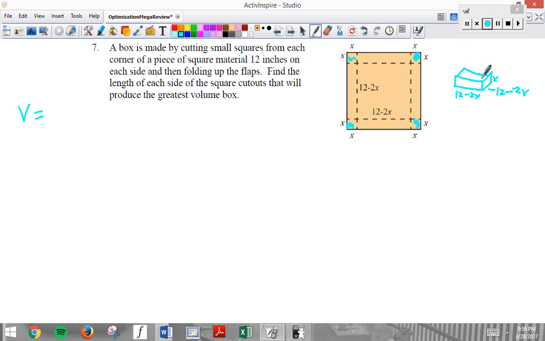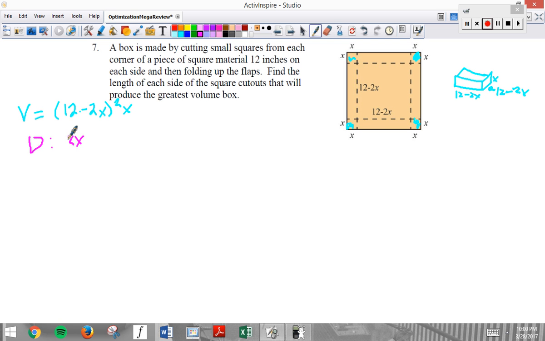So what would the volume of this side be? It would be (12 minus 2x) quantity squared times x, the height. Part of the problem is getting that. If you didn't get that, pause the video, redo all your work, and try again. Alright, now, greatest volume box. Either you're going to do that, or you're going to really simplify it. But first, let's talk about domain.